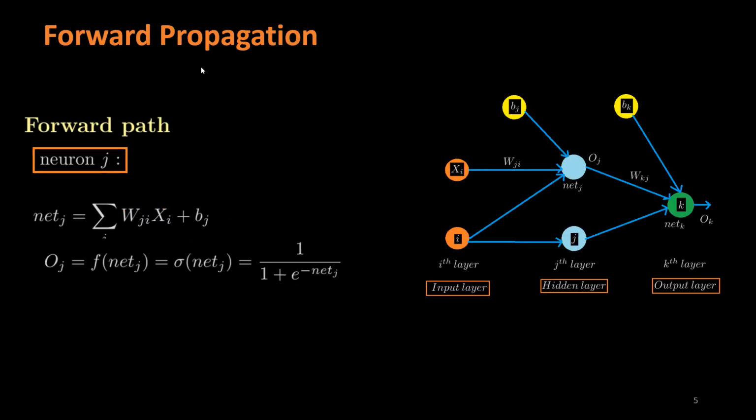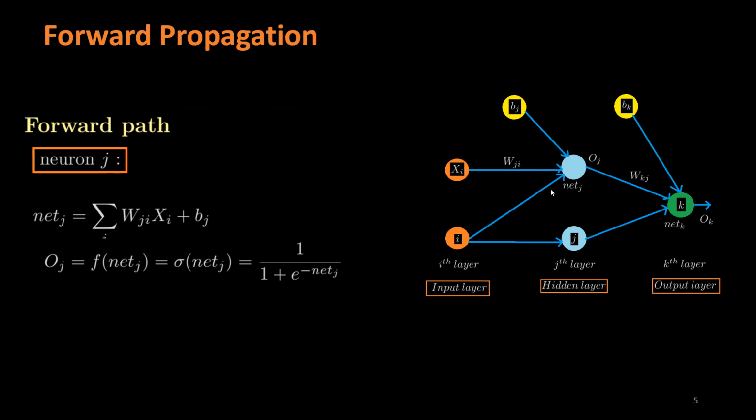Okay, let's start forward propagation in detail. In the first step, we will calculate the equation of neuron j. That is, we will calculate the equation of the neurons which are present in the hidden layer. It means in the first step of the forward propagation, we are moving from the input layer to the hidden layer.